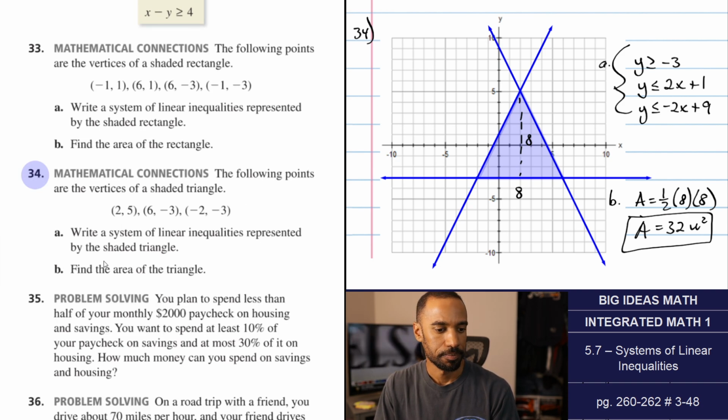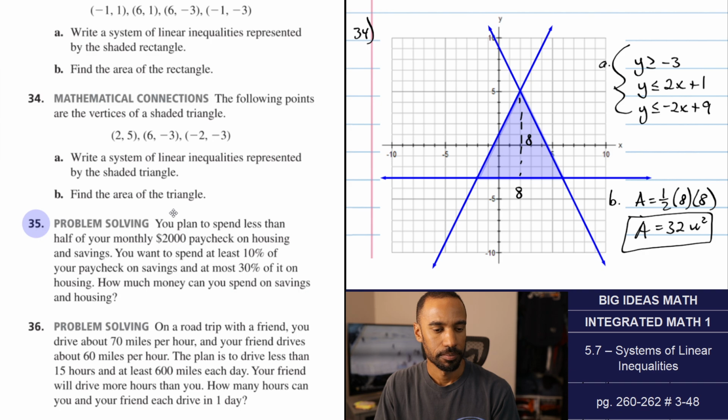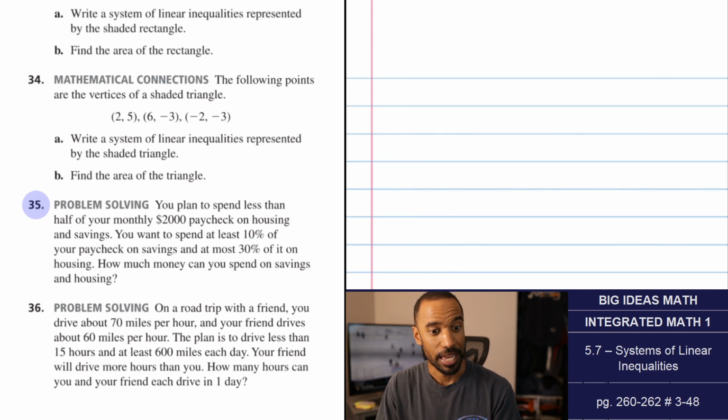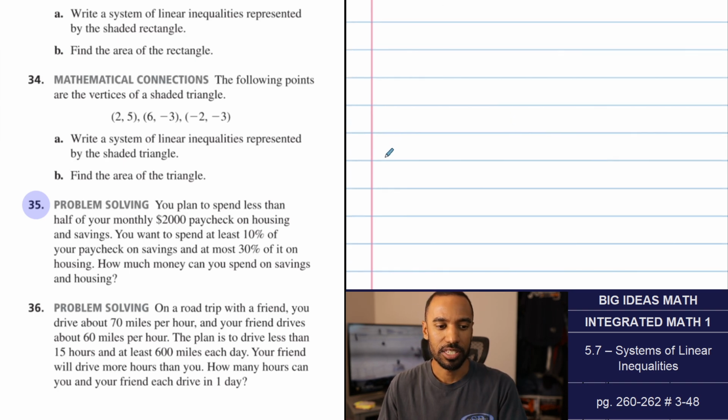Okay, number 35. Problem solving. You plan to spend less than half of your monthly $2,000 paycheck, less than half of it, on housing and savings. You want to spend at least 10% of your paycheck on savings and at most 30% of it on housing. How much money can you spend on savings and housing?